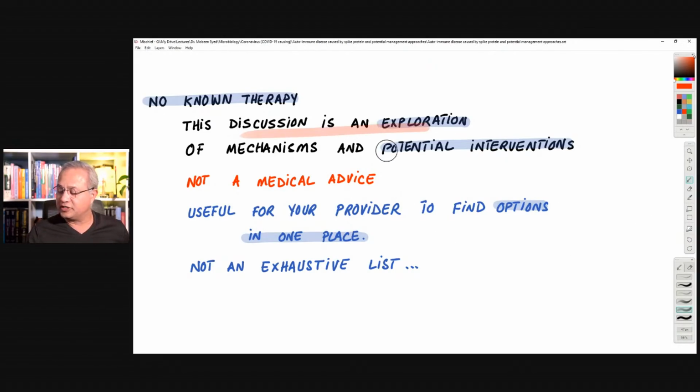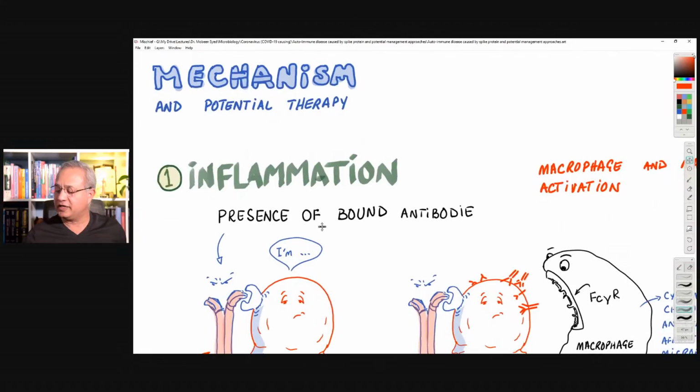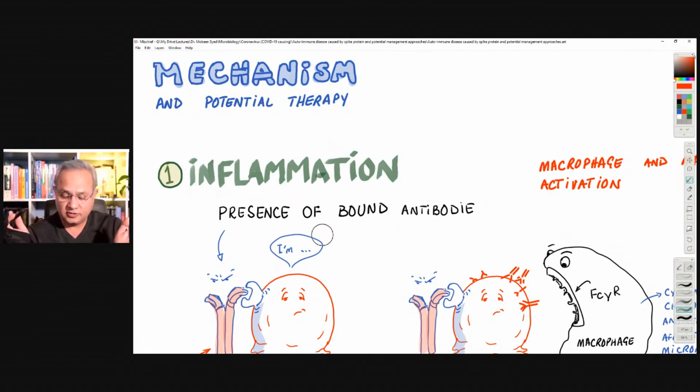So this discussion is an exploration of the mechanism. So the discussion I'm going to do is, here is a mechanism and here is a therapy. Not a medical advice. It is useful for your provider, and this is by far not an exhaustive list. I'm sure that there are more mechanisms, there are more issues, and we'll talk about them as they unfold. For the time being, this is an additional mechanism to the previous long haul talks and therapies. So the important thing here is, if you think about it, whatever pathologies you would see, a result of all of them is inflammation. Our body's final common pathway of usually responding to a problem is usually inflammation.